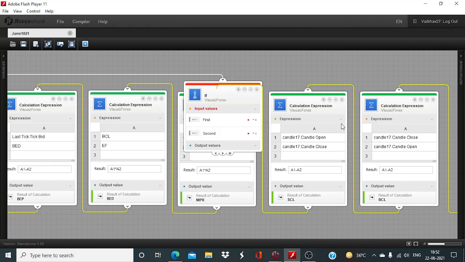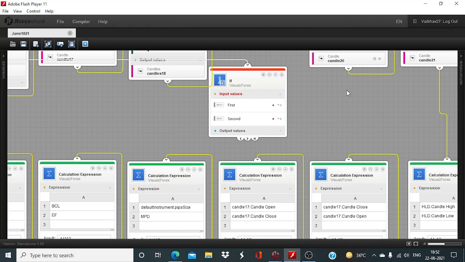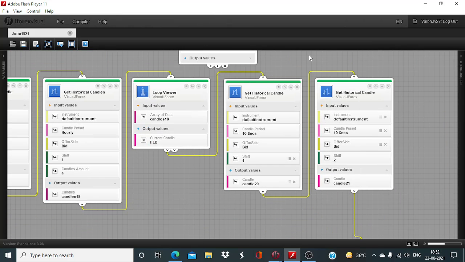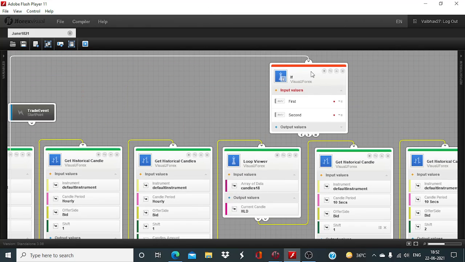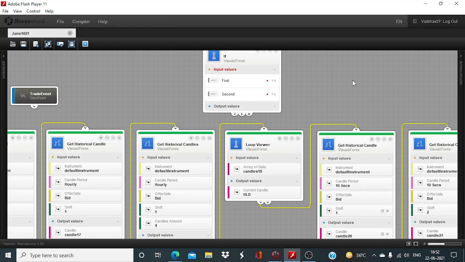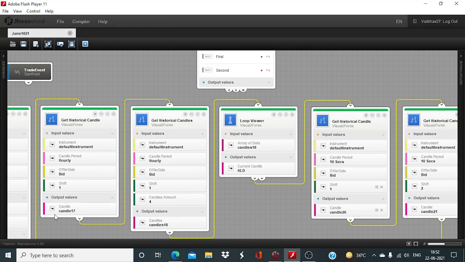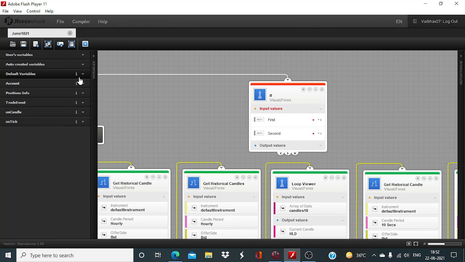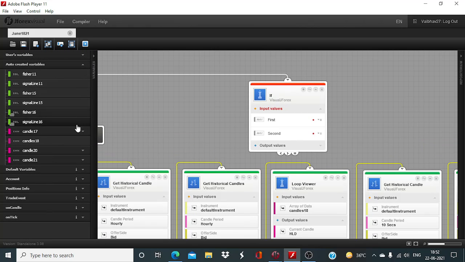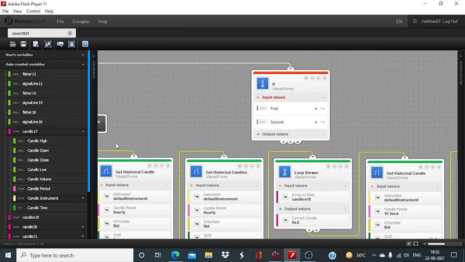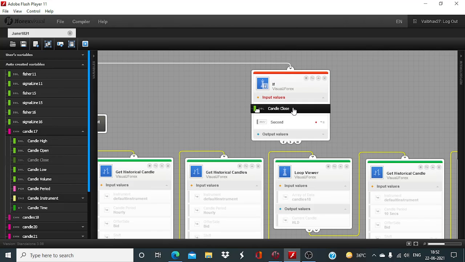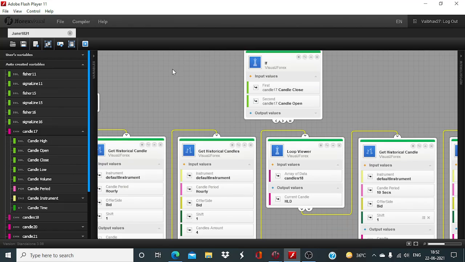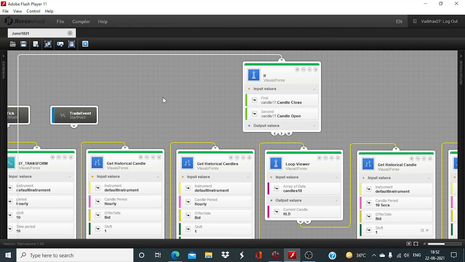Then we also have to check whether the last hour has closed in red or not. By red I mean that its closing value should be below its opening value. So we have to consider the candle 17's candle close and candle open, and candle 17 candle close should be below its opening value. Okay.